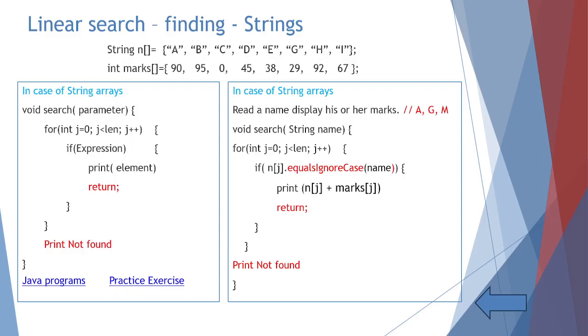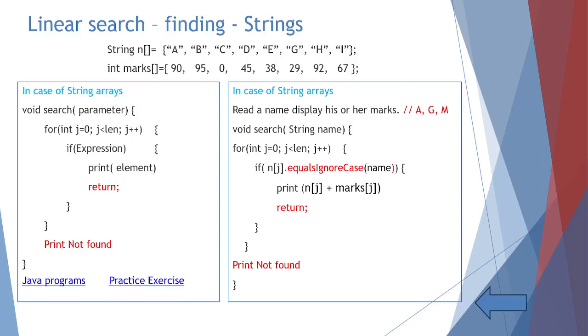In that case, strings cannot be compared using double equals to sign. They should be compared using a function, equals or equals ignore case. So we don't want to consider the case, or don't worry about the case. Any case we want to display. So n of j dot equals ignore case, the parameter that is name. If both of them are equal, print n of j and marks of j.